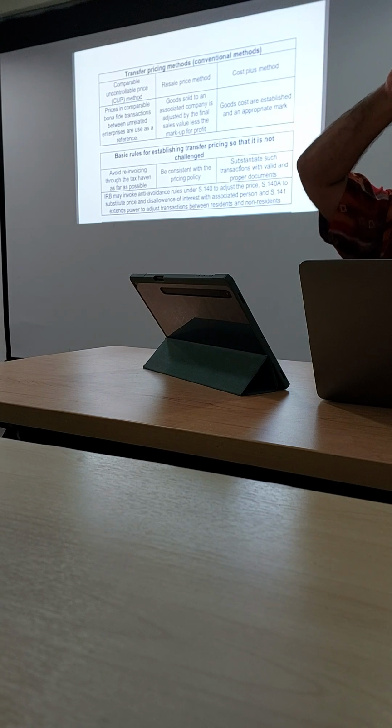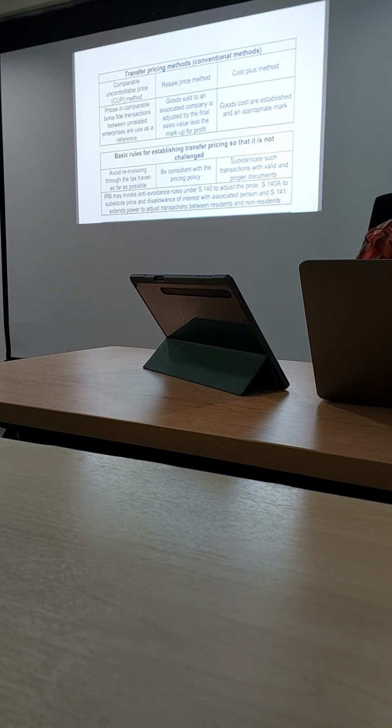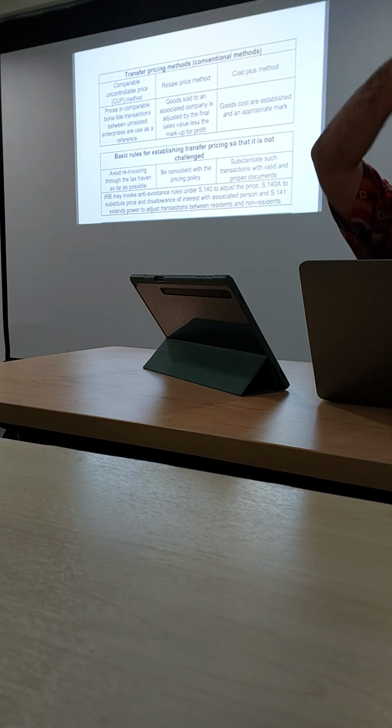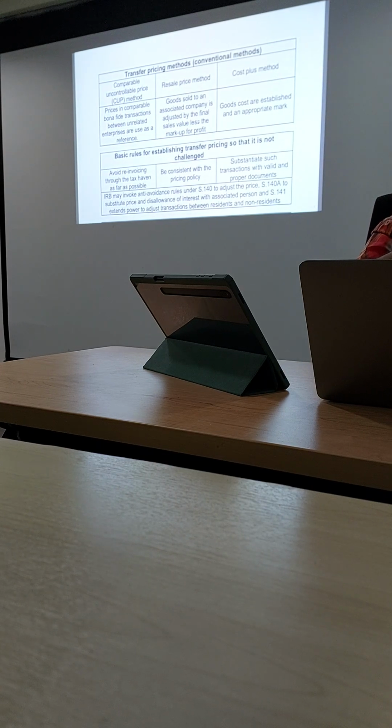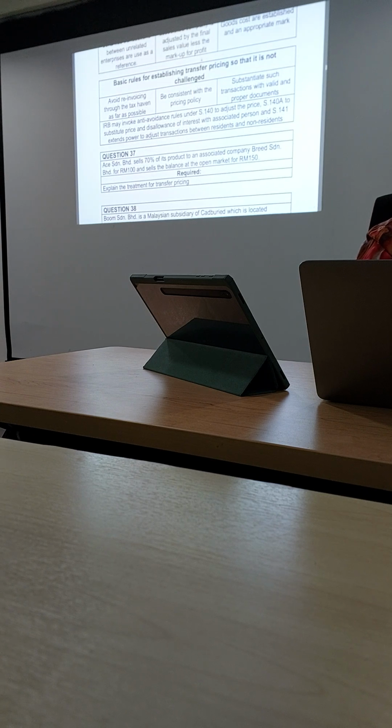If you look at the CUP method, they will look at what is a comparable transaction with a bona fide transaction. That means normally how this company sells; they see the price it normally sells at. Resale price means goods sold to an associated company is adjusted by the final sales value less markup. So they look at everybody else's markup and adjust for you. Or they look at cost plus, which is the normal markup when they sell this product. Here, the basic rule is establishing transfer pricing that is not challenged.